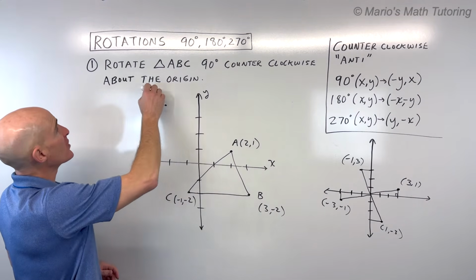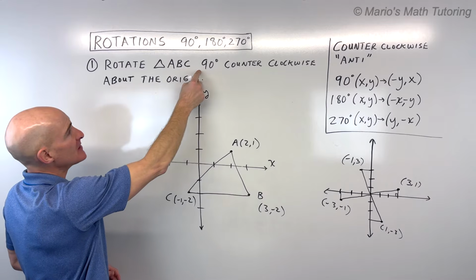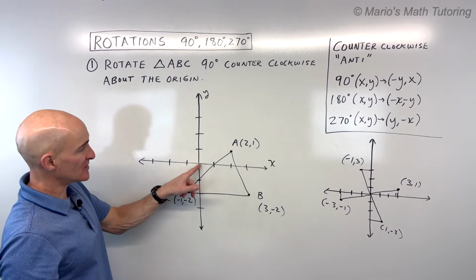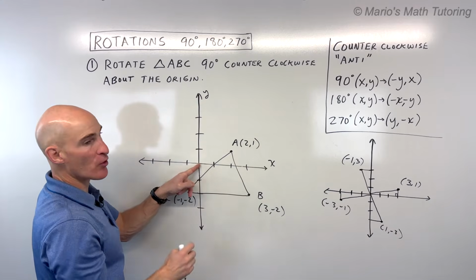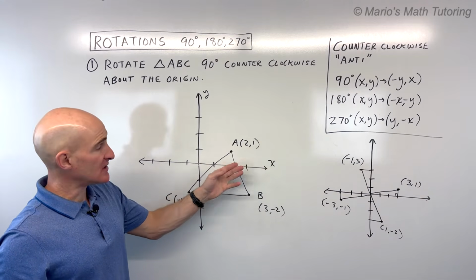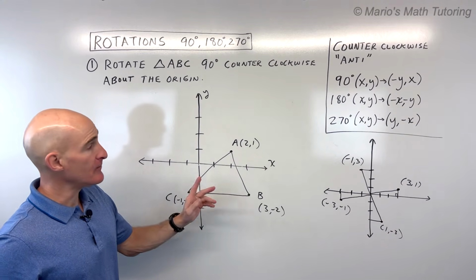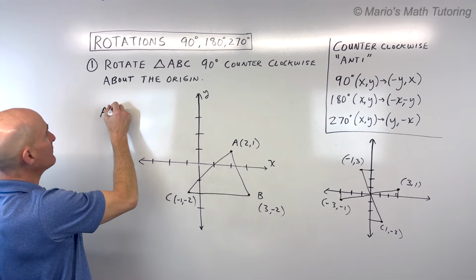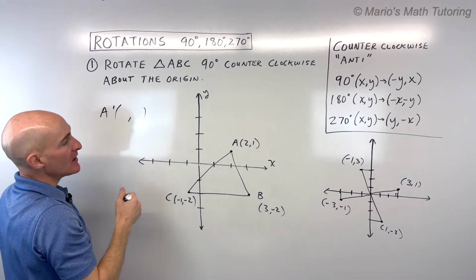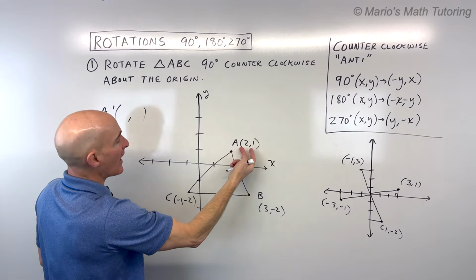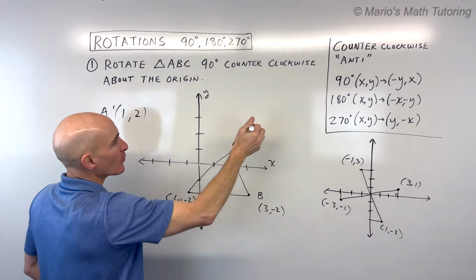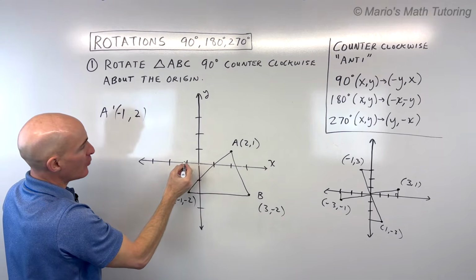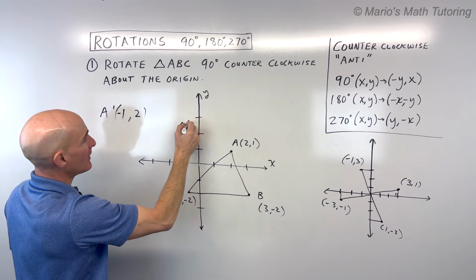Let's start with this first one. It says rotate triangle ABC 90 degrees counterclockwise about the origin. So it's as if you're holding your finger right here and you're turning this a quarter turn. What I like to do is label the coordinates A, B, C, and then we're going to use these rules. So what I have here is A prime, meaning our new point A. We're going to switch the x and the y, and make the new x coordinate the opposite. And let's go ahead and plot that point. So (-1, 2) is right here, A prime.